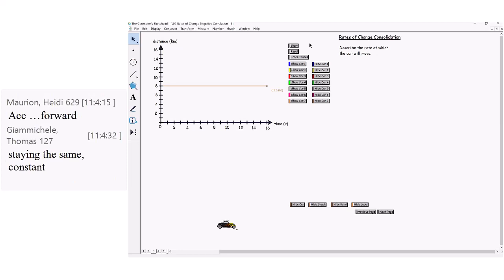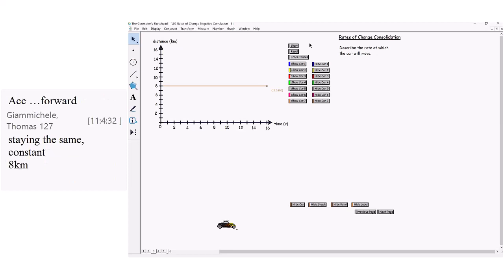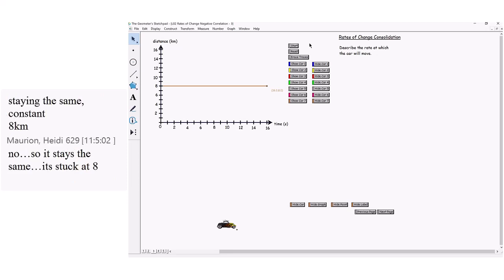Is the car actually going to be moving here? Or is the distance stuck somewhere? What's the distance stuck at? Because it actually is stuck. What number is the distance stuck at? Yeah, it's stuck at 8 kilometers.